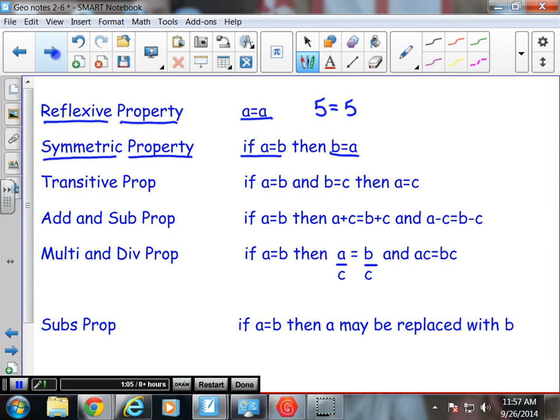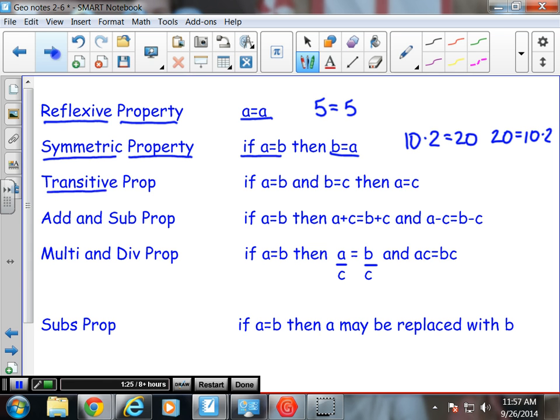B equals A. So we're just turning it around. If 10 times 2 equals 20, then 20 equals 10 times 2. All we're doing with symmetric property is flipping the equal sign. So whatever's in front goes to the back, whatever's in back goes to the front.